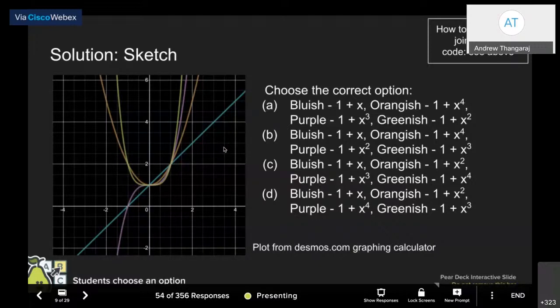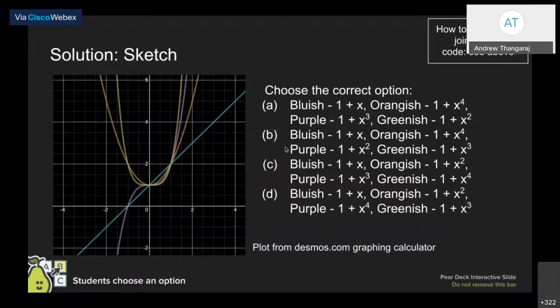The question is not to name the color. The question is which color represents which function. Please try and answer that in the choice. I'm going to spend some time on this. I think this is sort of important. Think about how these lines could represent these functions: 1 plus x, 1 plus x squared, 1 plus x cubed, and 1 plus x power 4.